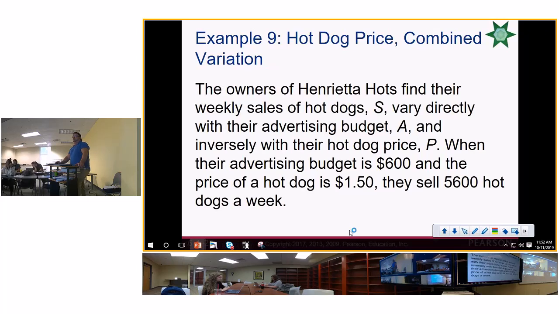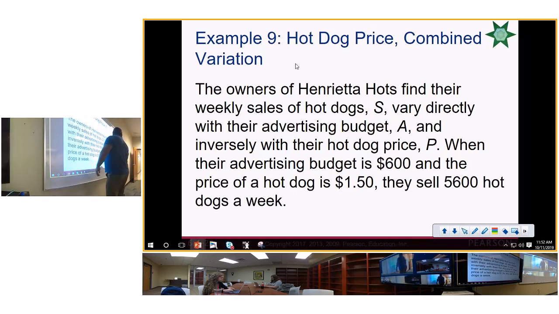The owners of Henrietta Hots, okay, find their weekly sales of hot dogs. I don't think I would call it Henrietta's Hots. S varies directly with their advertising budget, A, and inversely with their hot dog price, capital P. Okay, go ahead. So we know varies directly, y is equal to what? K times x. I'll write the two formulas at the top while you're writing the question down.